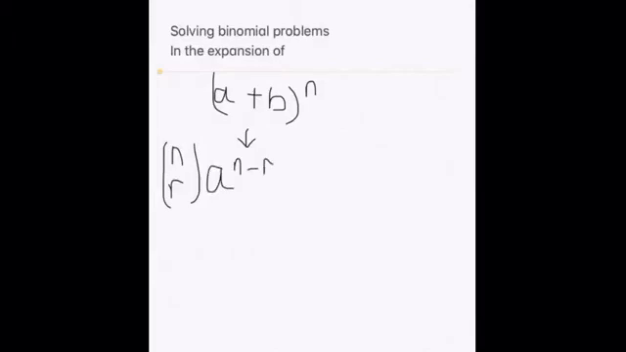Now we're going to look at how to solve binomial problems. You can use the formula to expand (a plus b) to the power of n by the general term, n choose r multiplied by a to the power of n minus r times b to the power of r. You don't really need to remember this, but you can understand it through an example.